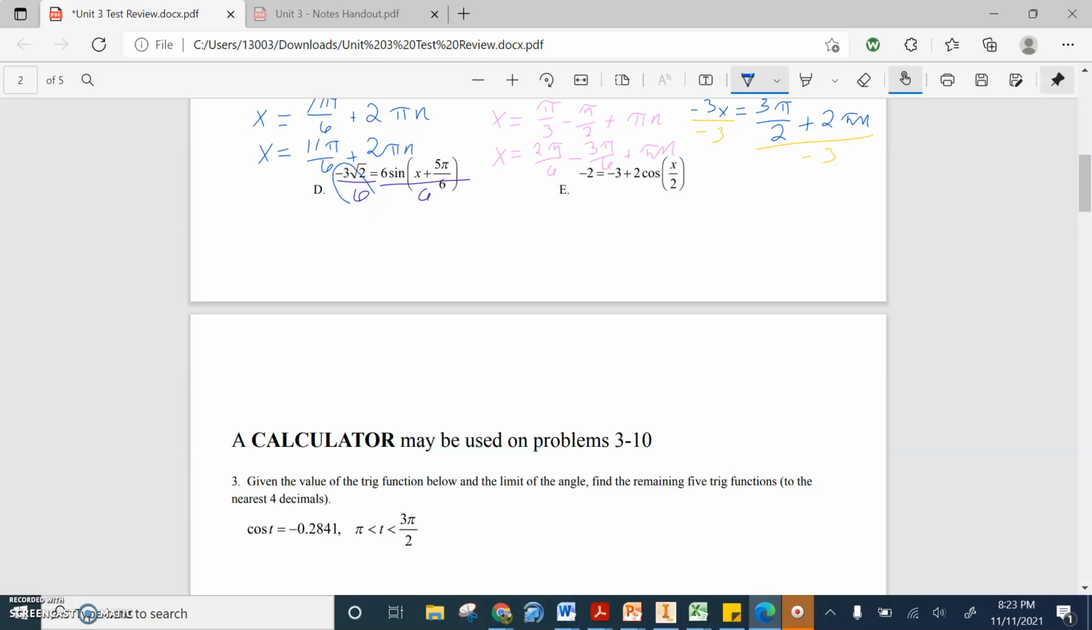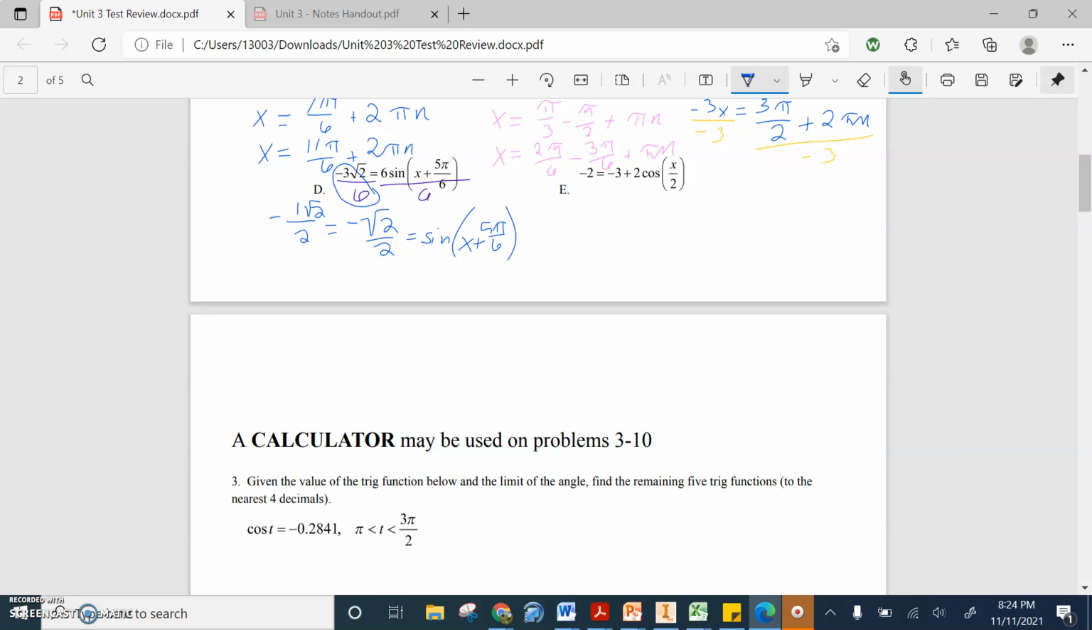My point is that the -3 on top and the 6 on bottom can reduce. So -3/6 is just -1/2. And we still have the square root of 2 up top. We haven't done anything with the square root of 2, so that just comes to negative square root of 2 over 2, and that is equal to the sine of x plus 5 pi over 6.